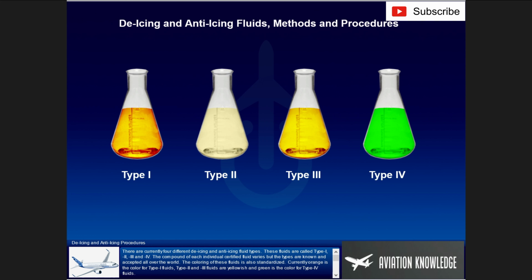There are currently four different de-icing and anti-icing fluid types. These fluids are called type 1, 2, 3, and 4. The compound of each individual certified fluid varies, but the types are known and accepted all over the world. The coloring of these fluids is also standardized. Currently, orange is the color for type 1 fluids. Type 2 and 3 fluids are yellowish, and green is the color for type 4 fluids.